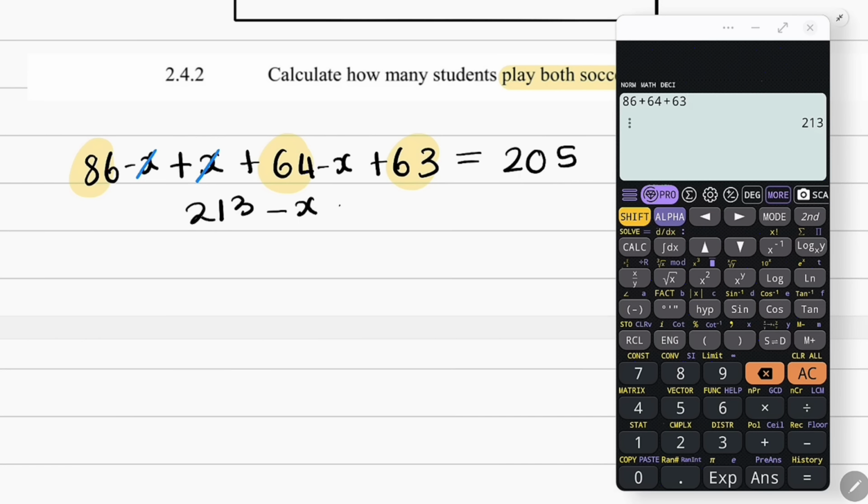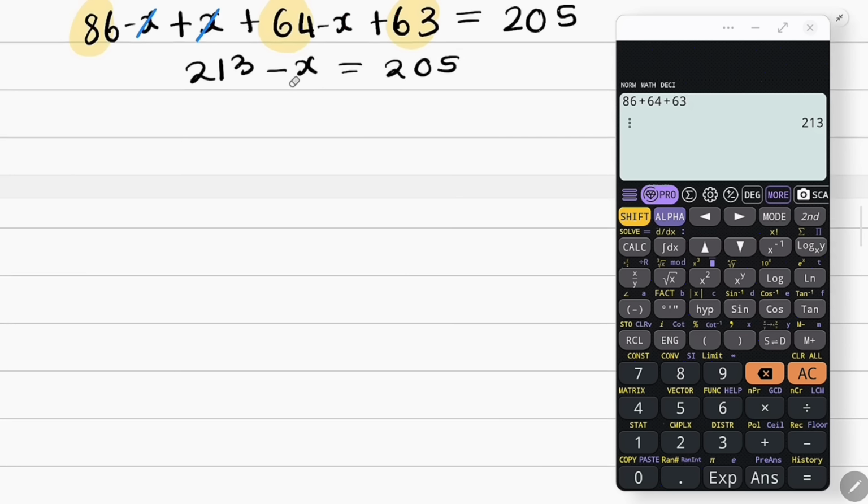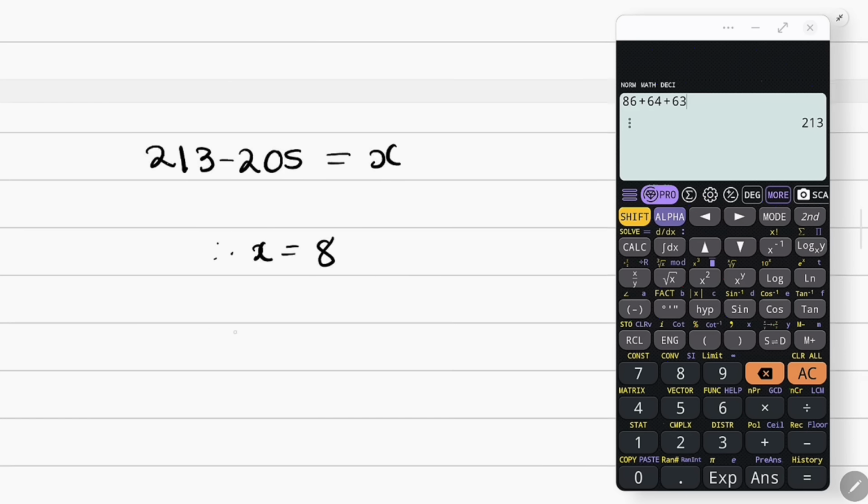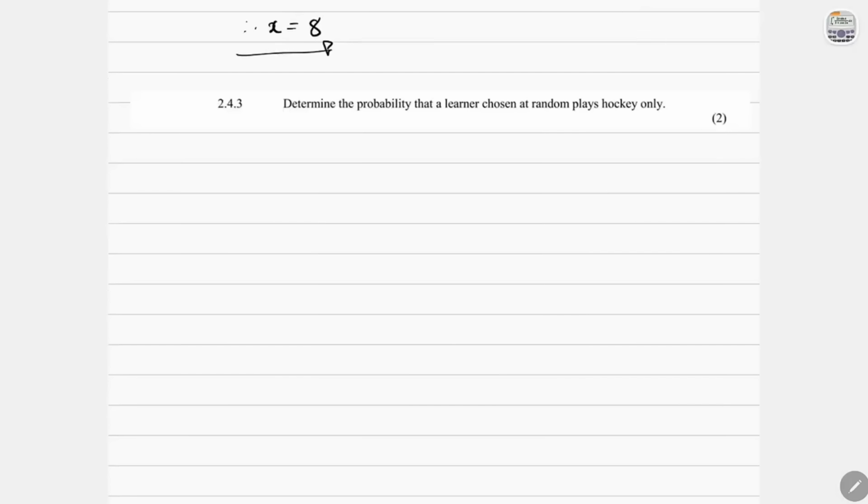So 213 minus X is equal to 205. And then we're going to transpose the X because it's currently negative. So bring it over to the right-hand side. It's positive now. And we have 213 minus 205. And that would give us the value of X. So we simply just have 13 minus 5 students, which is 8. And that is what X is. X is simply equal to 8. Moving on to the next question.